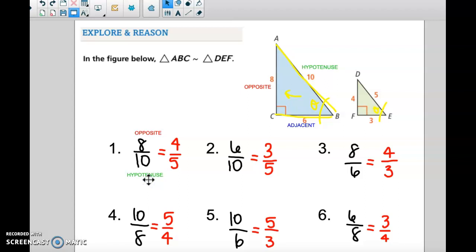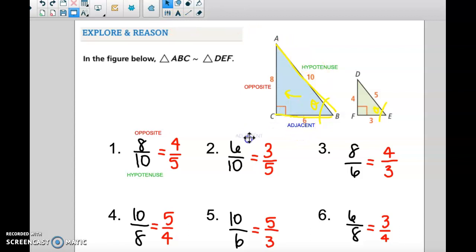Okay, and that's a more general ratio than saying 8 over 10, because triangles are going to have many different side lengths. But every triangle will have a ratio of the opposite side over the hypotenuse side. And that's kind of what we want to go with here.